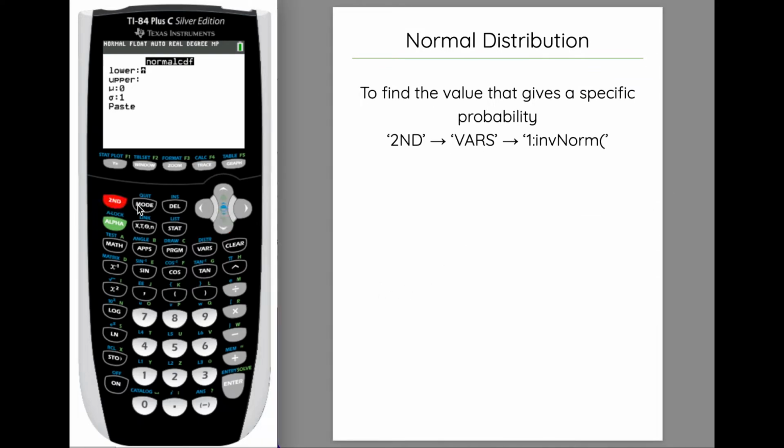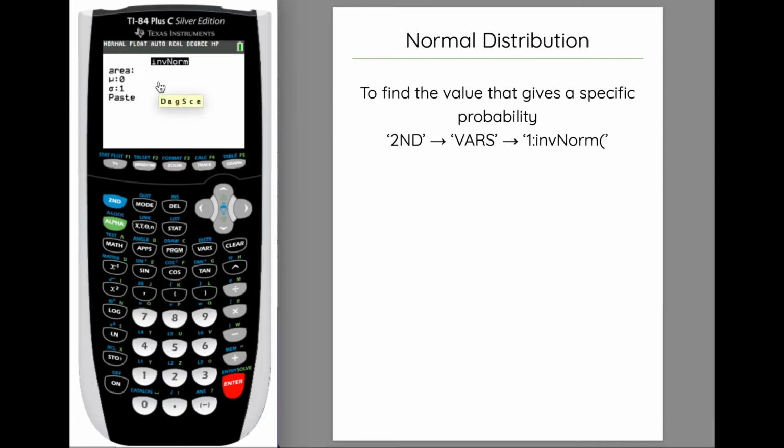Now, we also might need to calculate the area, or we're given the area under the normal curve, and we need to calculate what value gives that area, and that is the inverse normal. So if we go second vars again, and we go to the third option here, inverse normal, we hit enter. Now it's asking for the area.